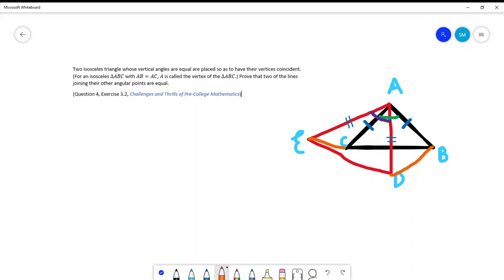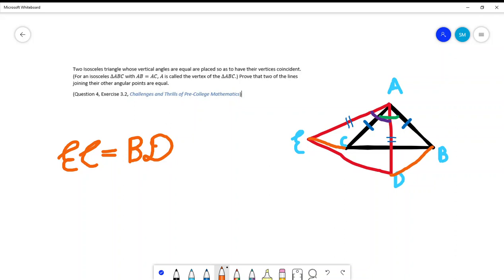So what we basically have to prove is EC equals BD. That's basically what the question says, joining the two other angular points. A is the vertical point, so angular points will be the ones which are not the vertical points. So it's EC and BD. It's not really that hard of a question.